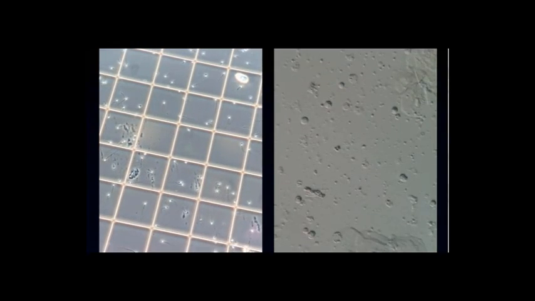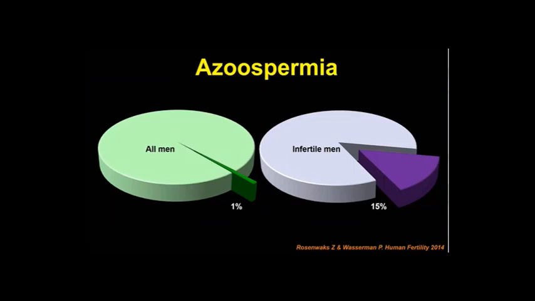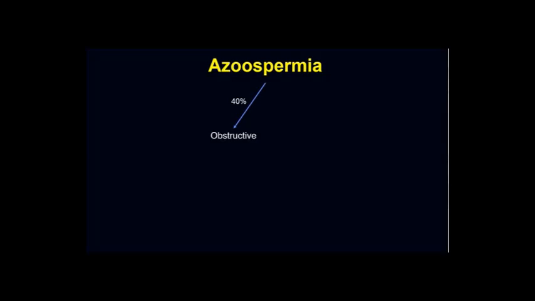In a normal semen analysis, spermatozoa are immediately identified upon initial observation, as seen here. However, when the semen analysis reveals no spermatozoa, an extensive sperm search is performed. When no spermatozoa are identified, the patient is diagnosed as azoospermic. Azoospermia affects 1% of all men and 15% of men with infertility.